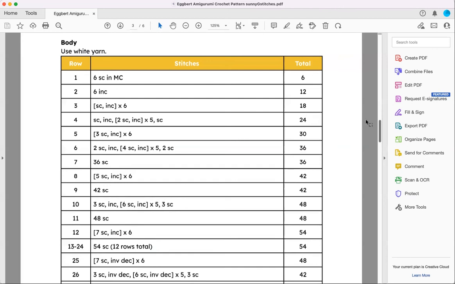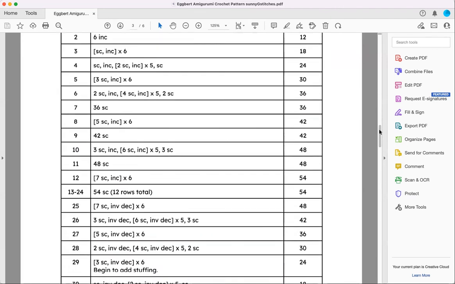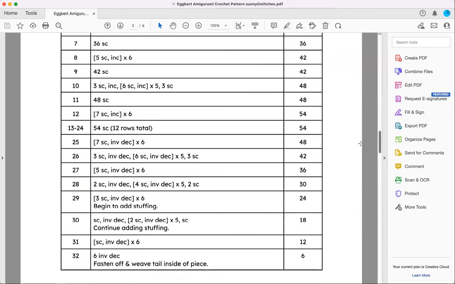All right, so how do you read the invisible decreases? So I'm going to scroll down a little bit. Over here in round 25 is when you start seeing the invisible decreases. In this set of repeating stitches, you're going to do 7 single crochets followed by an invisible decrease, and you will repeat this set 6 times total. When you're looking at your total stitch count over here, you'll notice that you have 6 stitches less than your previous round. So the math adds up over here.